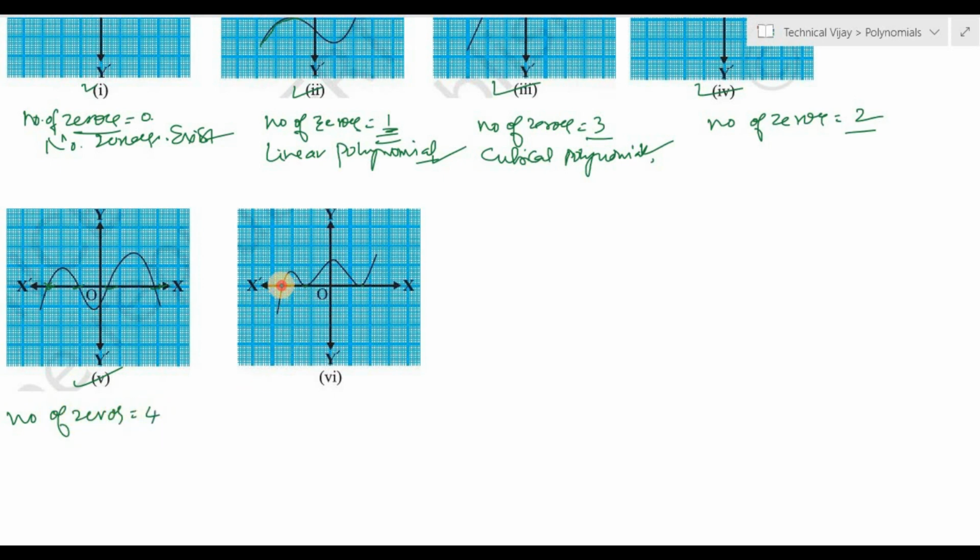And in the same way, in the last case, this is 1, 2, 3, only 3 times, so the number of zeros is equal to 3. Here we have to understand that this curve is touching the x-axis at only one point, not at 2 points, because see, the tip of the curve is touching the x-axis at 1 point only. So there are 3 points. So the number of zeros is equal to 3. That's all. So we will go for the next exercise.